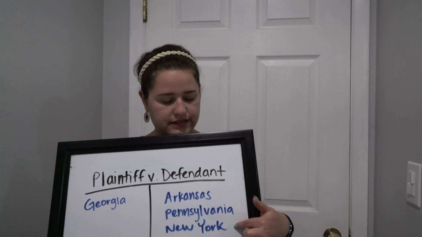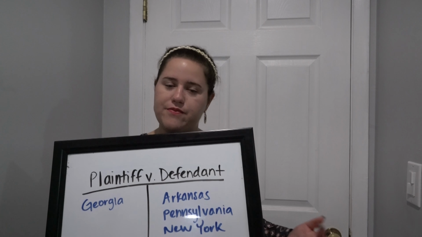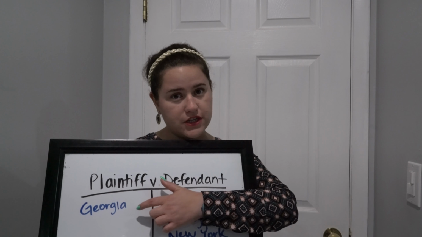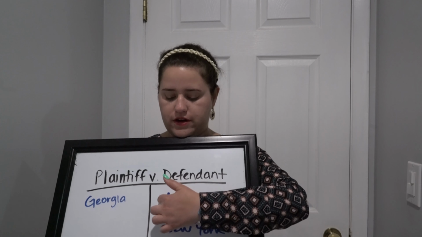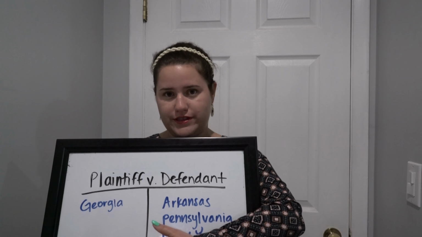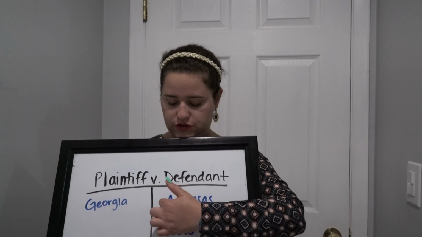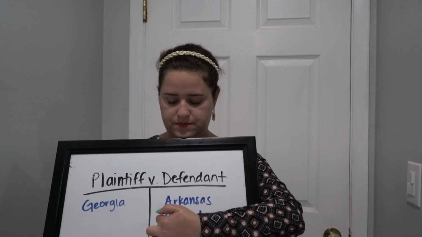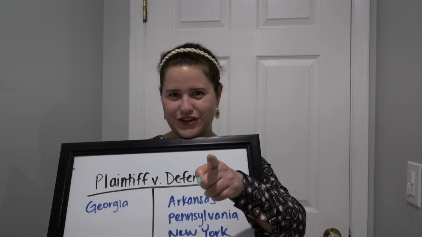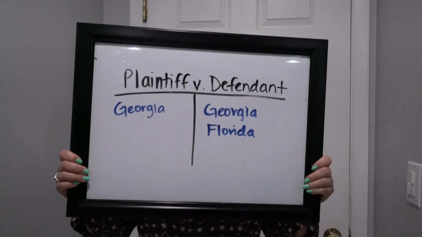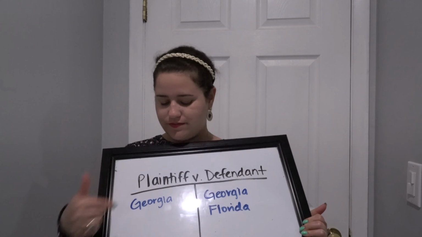But in this case, these three different states have proper venue. Not Georgia, because Georgia is where the plaintiff is domiciled. It is where venue is proper, where all the defendants reside. And that includes, in this case, Arkansas, Pennsylvania, and New York. Got it? Good.